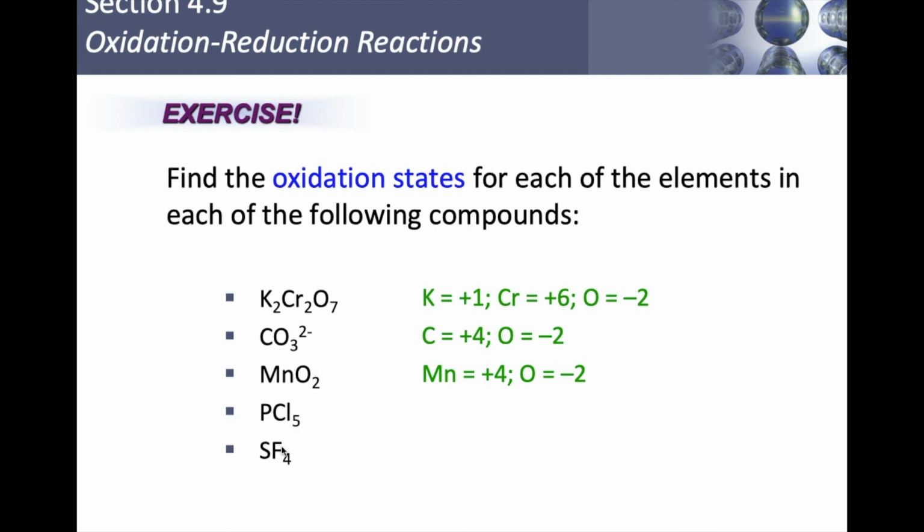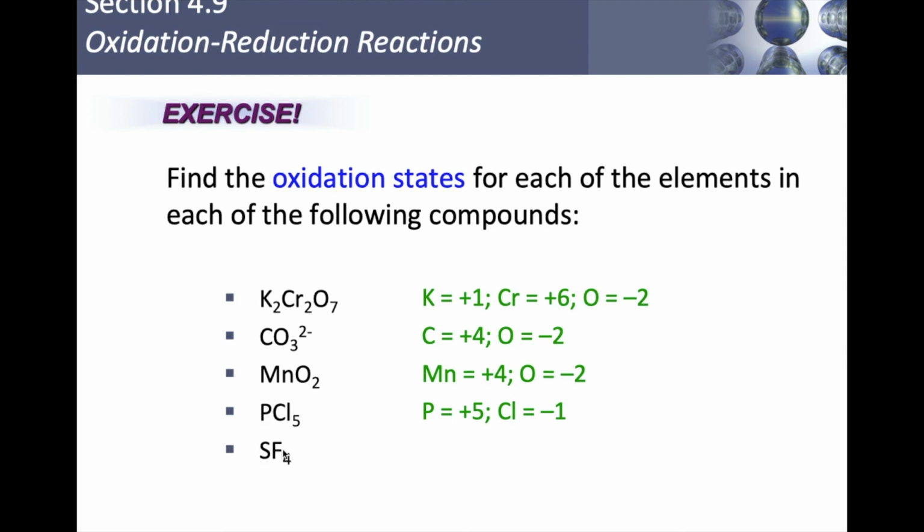Chlorine and fluorine are great ones. So chlorine, what's the charge on a chlorine normally? So the charge on a chlorine is normally a -1, and so we have 5 of them. So that means that would be -5. What would the charge need to be on this phosphorus then in order to balance that out? You guessed it, +5. And so +5 -5, you get 0.